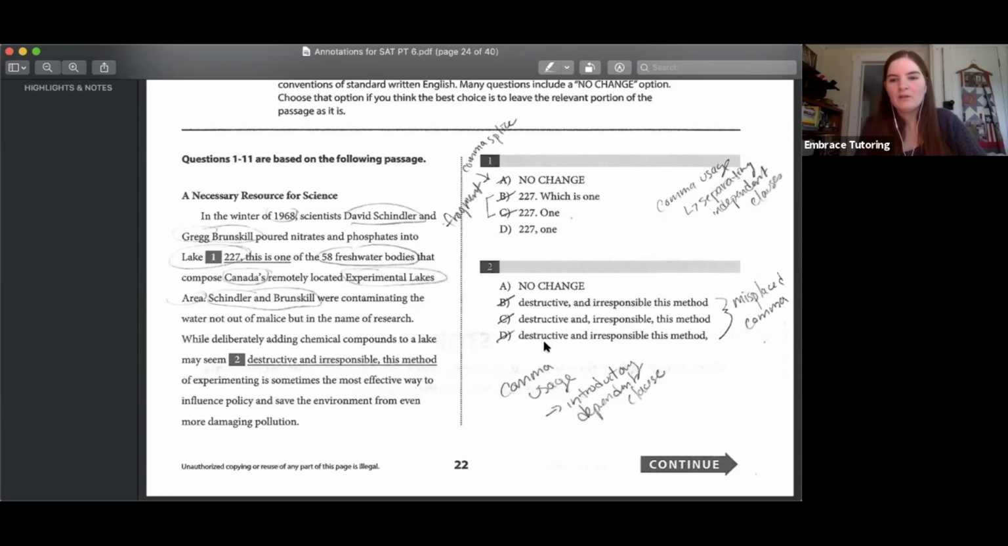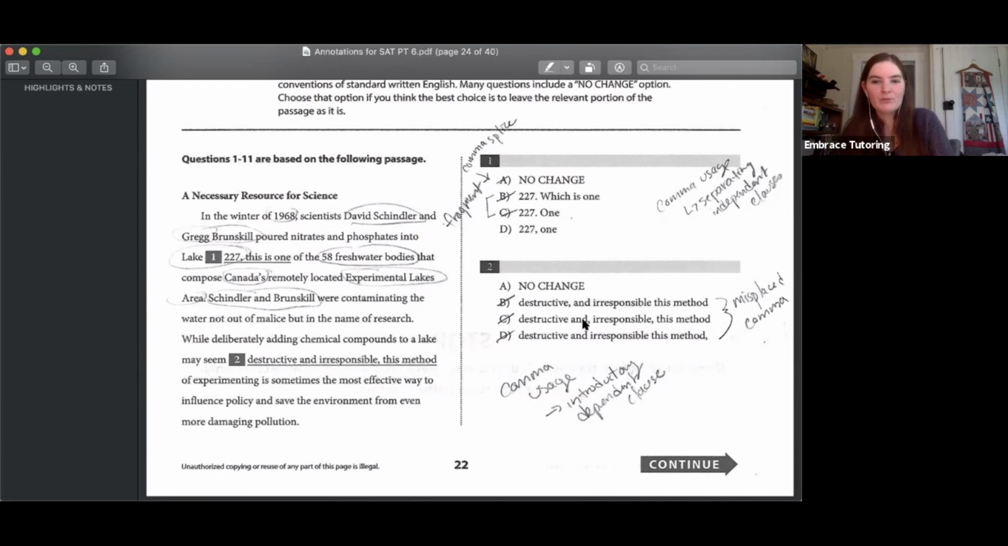So you have choice D has the comma ending after this method, which means that of experimenting, it just doesn't sound right, because this method of experimenting is a subject. So of experimenting is a prepositional phrase, so it's not actually the subject. Method is the subject here. Okay, so therefore the comma that we need has to actually come before introducing the independent clause. Okay, and in this example for D, that means it's showing it coming after, which is incorrect.